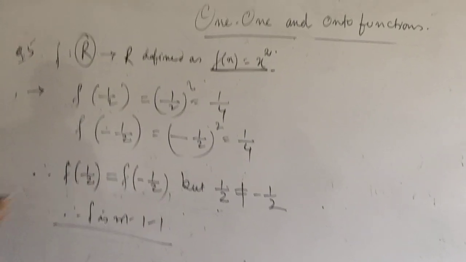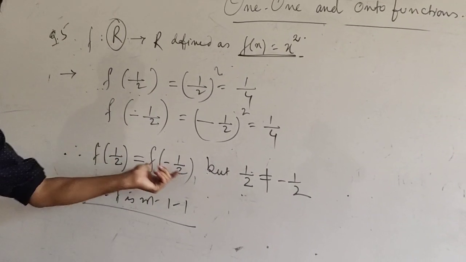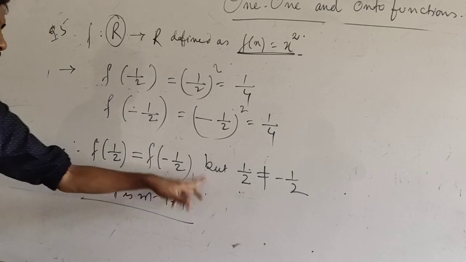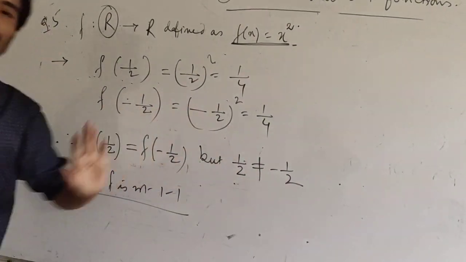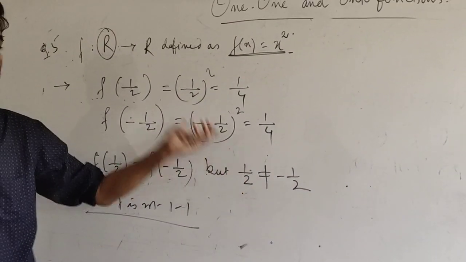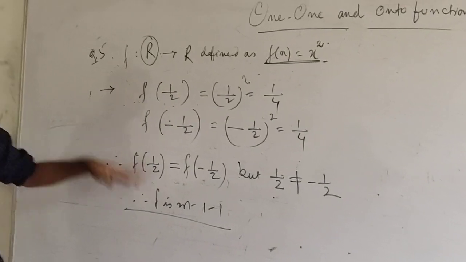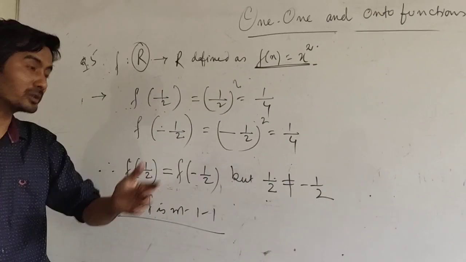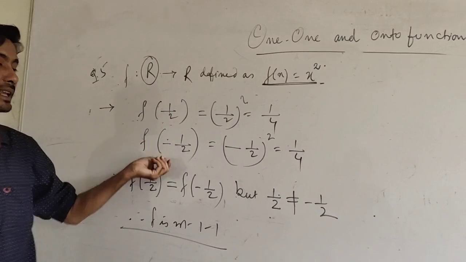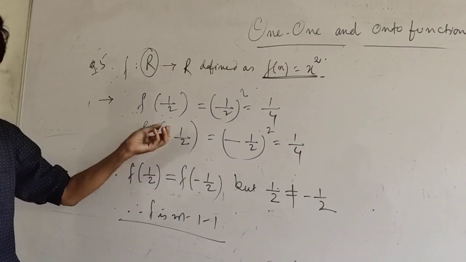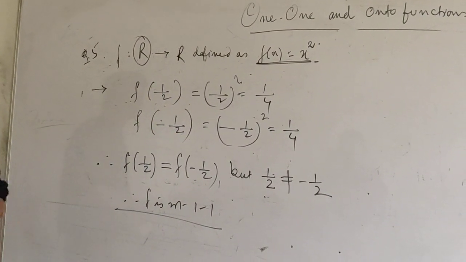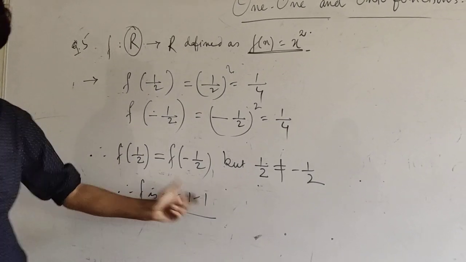This function cannot be one-one because f(x1) equal to f(x2) for this function, but however, we cannot have x1 equal to x2. x1 is not equal to x2 for this function. Therefore, this function is not one-one. You are free to give any example except this one. You may take 1 by 3 and minus 1 by 3. You may take 1 and minus 1 as well. So this is all about the one-one part.